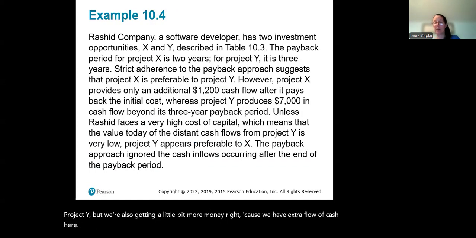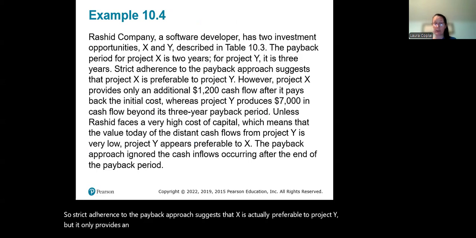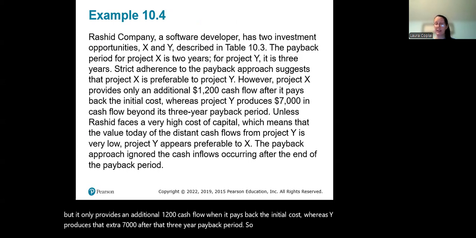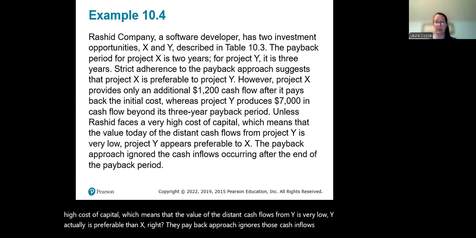So strict adherence to the payback approach suggests that X is actually preferable to Project Y, but it only provides an additional 1,200 cash flow after it pays back the initial cost, whereas Y produces that extra 7,000 after that 3-year payback period. So unless this company faces a high cost of capital, which means that the value of the distant cash flows from Y is very low, Y actually is preferable to X, right? The payback approach ignores those cash inflows occurring after the end of that payback period.